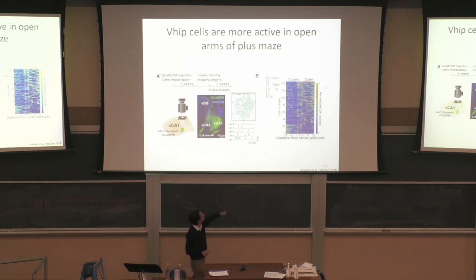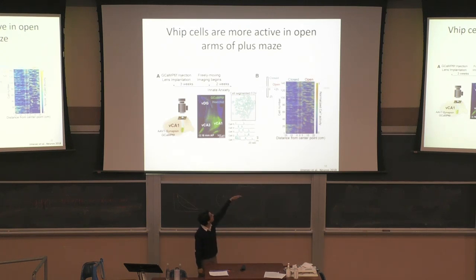We see here that they plotted this in a color plot. On the x-axis is distance from the center, and on the y-axis each row corresponds to 1 cell. If you look at, say, row number 1, cell number 1, you can see there's more yellow in the closed arm. So cell number 1 is more active when the mouse is in the closed arm, and it's more blue, which means less active, when the mouse is in the open arm.